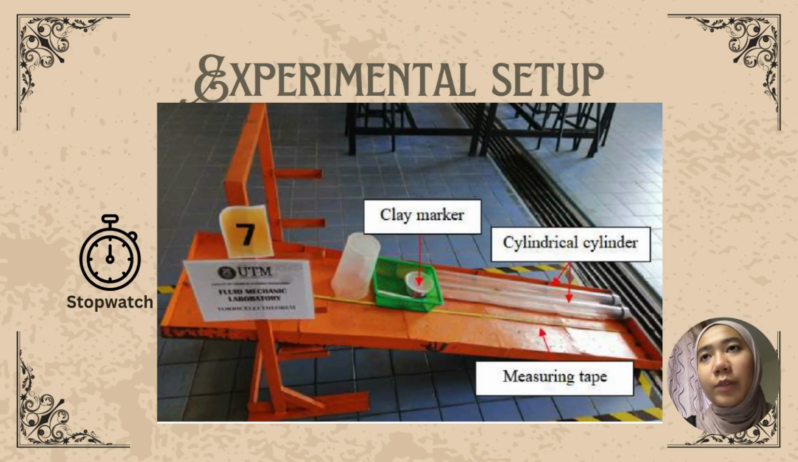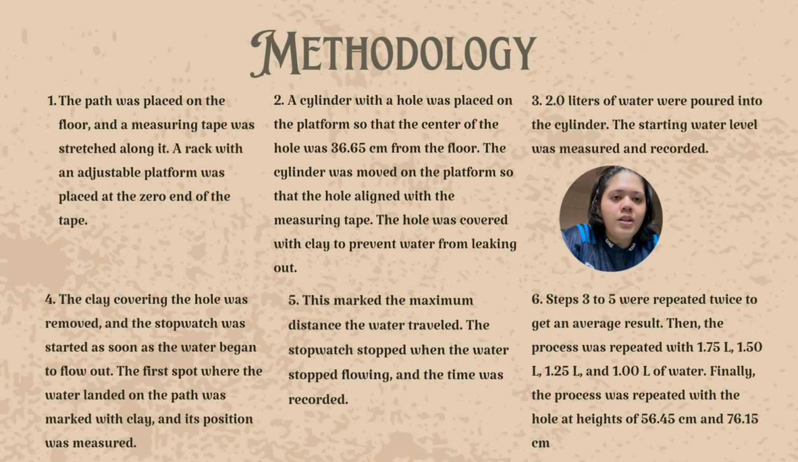This is the experimental setup for this experiment. First, we have a clay marker, and then we have a cylindrical cylinder, and then we have a measuring tape and a stopwatch. Step 1. The path was placed on the floor and a measuring tape was stretched along it. A rack with an adjustable platform was placed at the zero end of the tape.